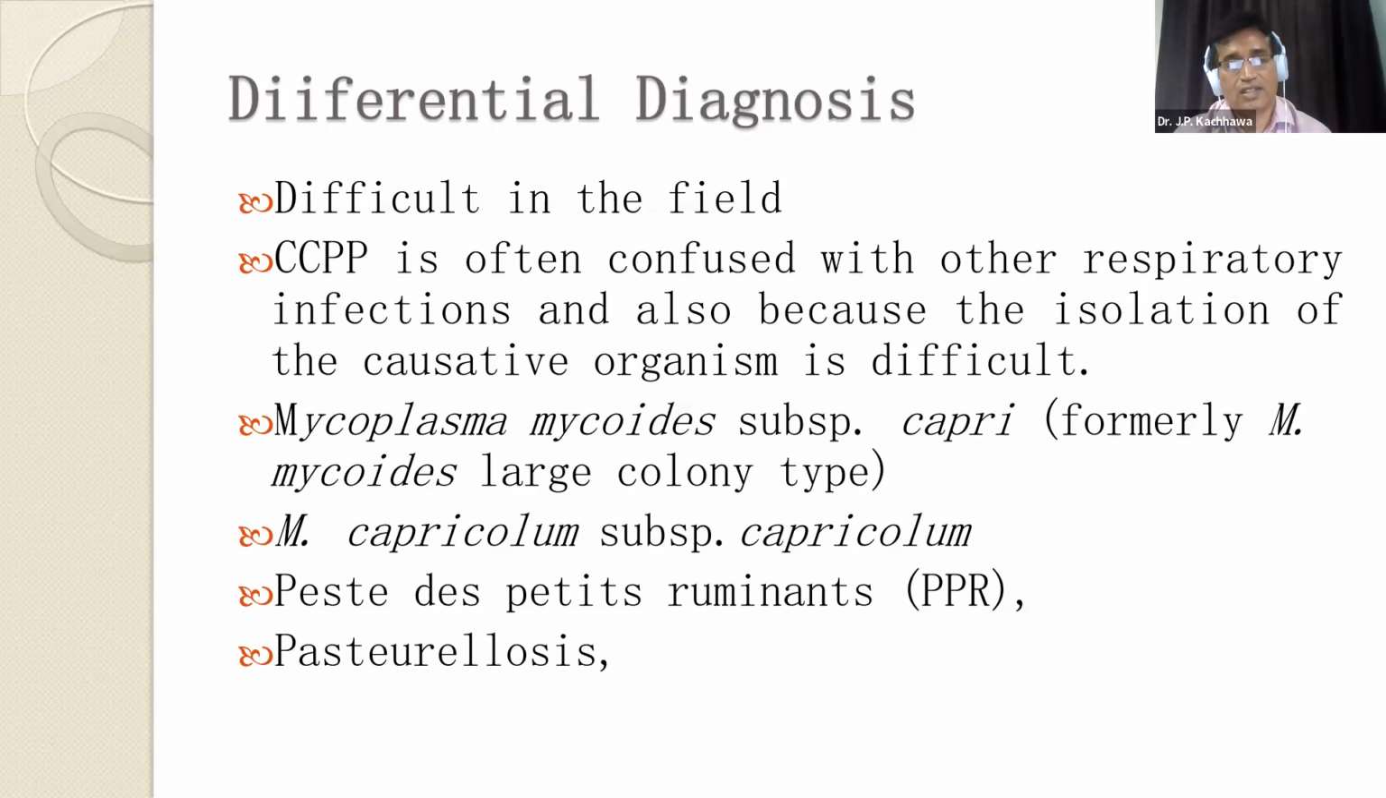PPR also shows clinical signs of the respiratory system, but we can differentiate this disease clinically from CCPP, as PPR also has diarrhea and erosion of the mucosa in the buccal cavity. So we can easily differentiate this disease. It is difficult to differentiate pasteurellosis from this disease because pasteurellosis also has clinical signs that are limited to the respiratory system. This can only be differentiated by laboratory examination.